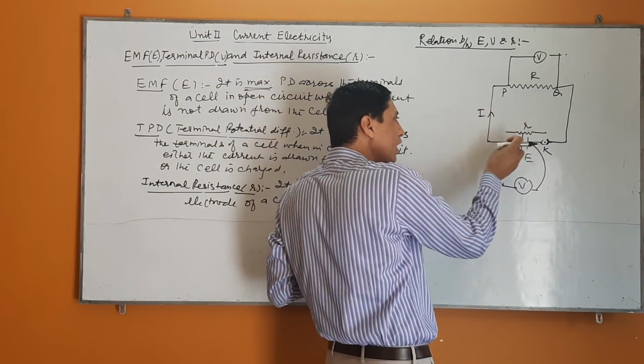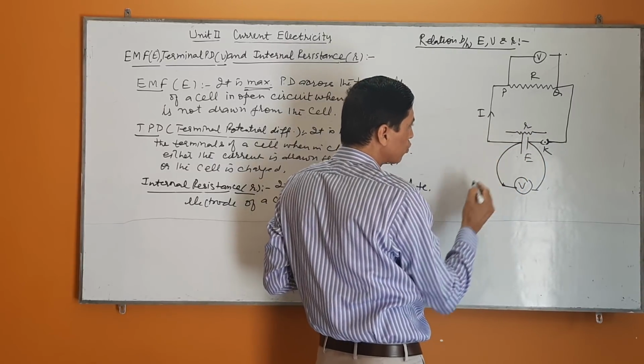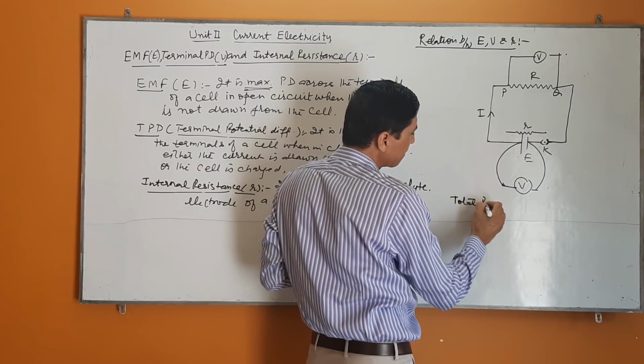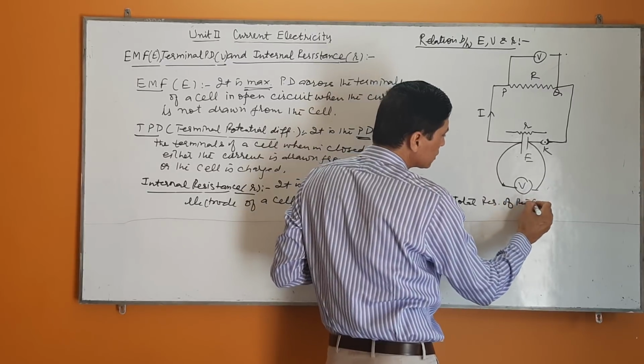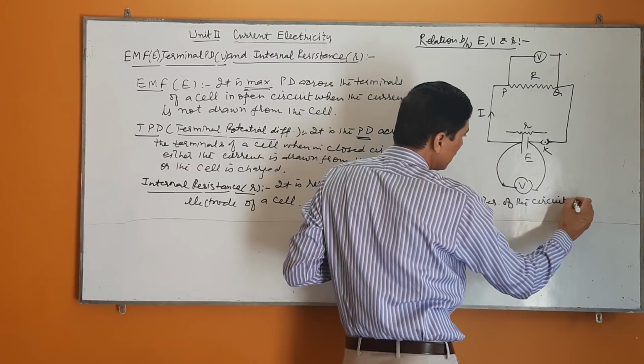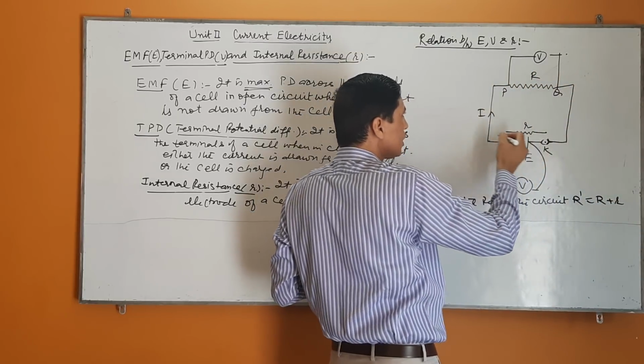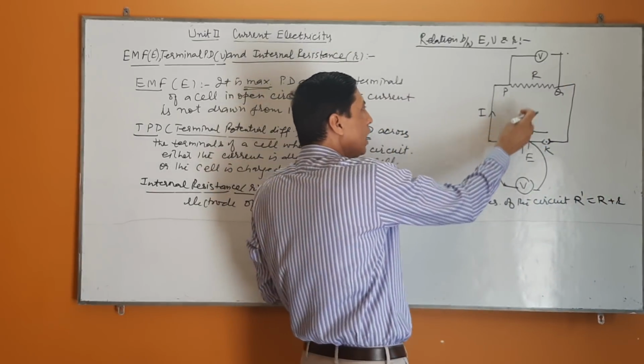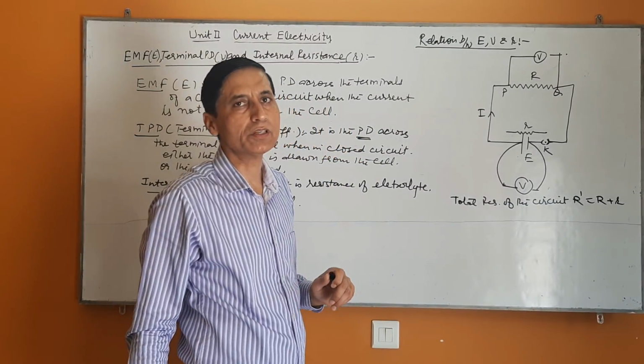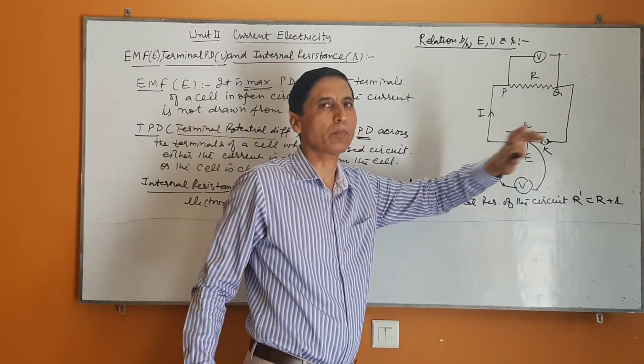Since this r lies inside the cell, what about the total resistance of the circuit? The total resistance of the circuit, R dash, is R plus r. This is a single path. Both the resistors are connected along the single path. So this R and r are in which combination? Series. So the total is R plus r.